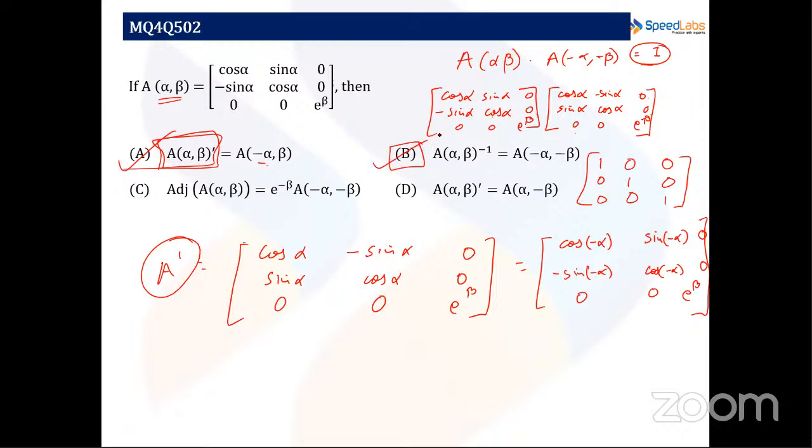So these are inverse of each other. So B is the correct option. Obviously A was correct and D is not correct. Now let's check for C.